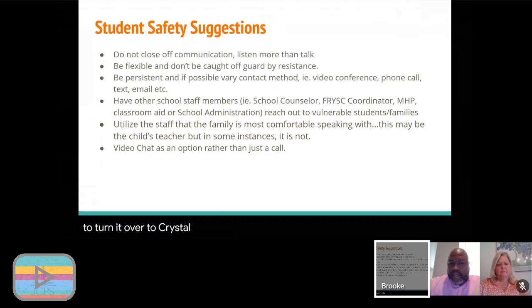Do not close off any communication. Listen more than talk. Ask open-ended questions to get the students involved as well as the parents. Ask questions, but like I said, just give them an opportunity to express themselves and let them know that you care for them and you want to provide services and resources when possible. Be flexible. Don't be caught off guard by resistance.